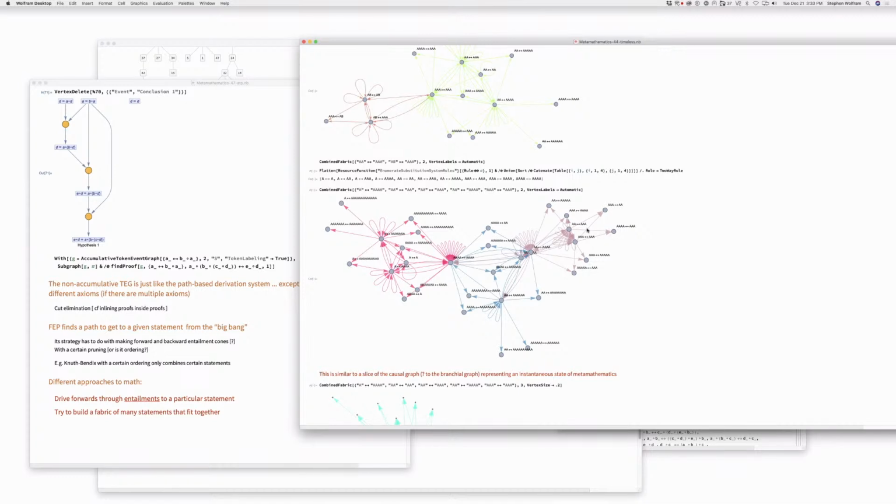This is directly analogous to what happens in the derivation of space in physics. In physics, we have a causal graph, which is a directed graph in time. And then from that, we make slices that correspond to plausible pieces of space.